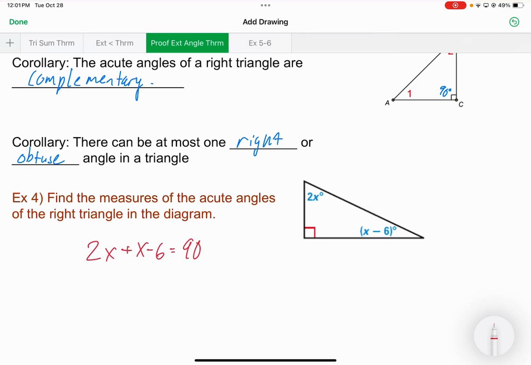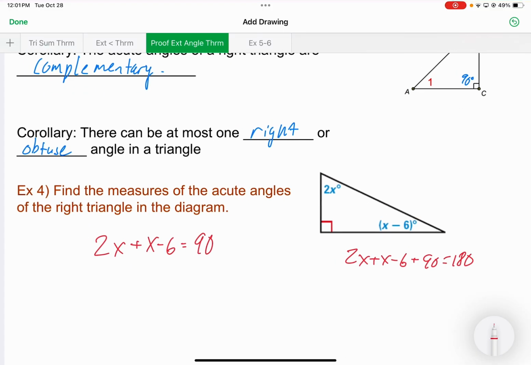The kid in my last period class set it up differently. He said 2x plus x minus 6 plus 90 equals 180. Both of those things are equivalent. You can do either one. He just wanted to add all three of those angles together and set it equal to 180. But we did a corollary that said the two acute angles should add up to equal 90.